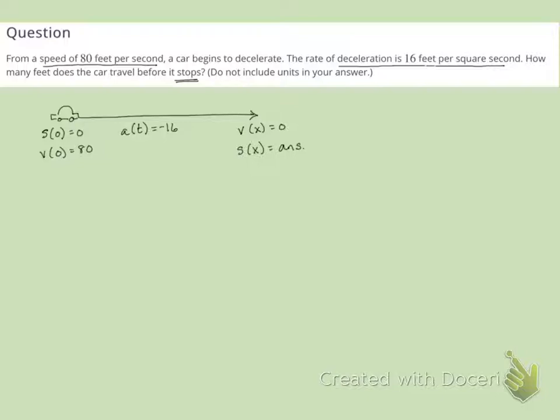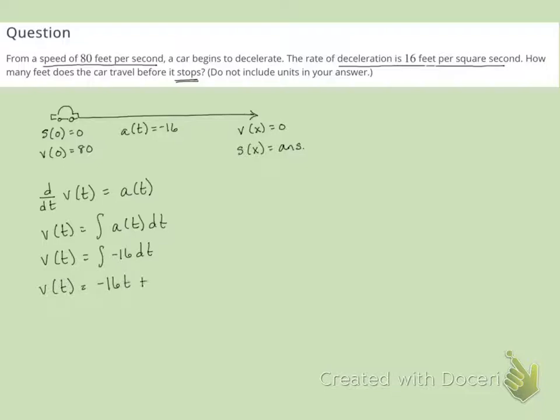We're going to start with this acceleration function. And remember that if we take the derivative of the velocity function, we'll get the acceleration function. Therefore, the velocity function is going to be the integral of the acceleration function. So the velocity function is going to be the integral of -16 dt, which is -16t plus c.